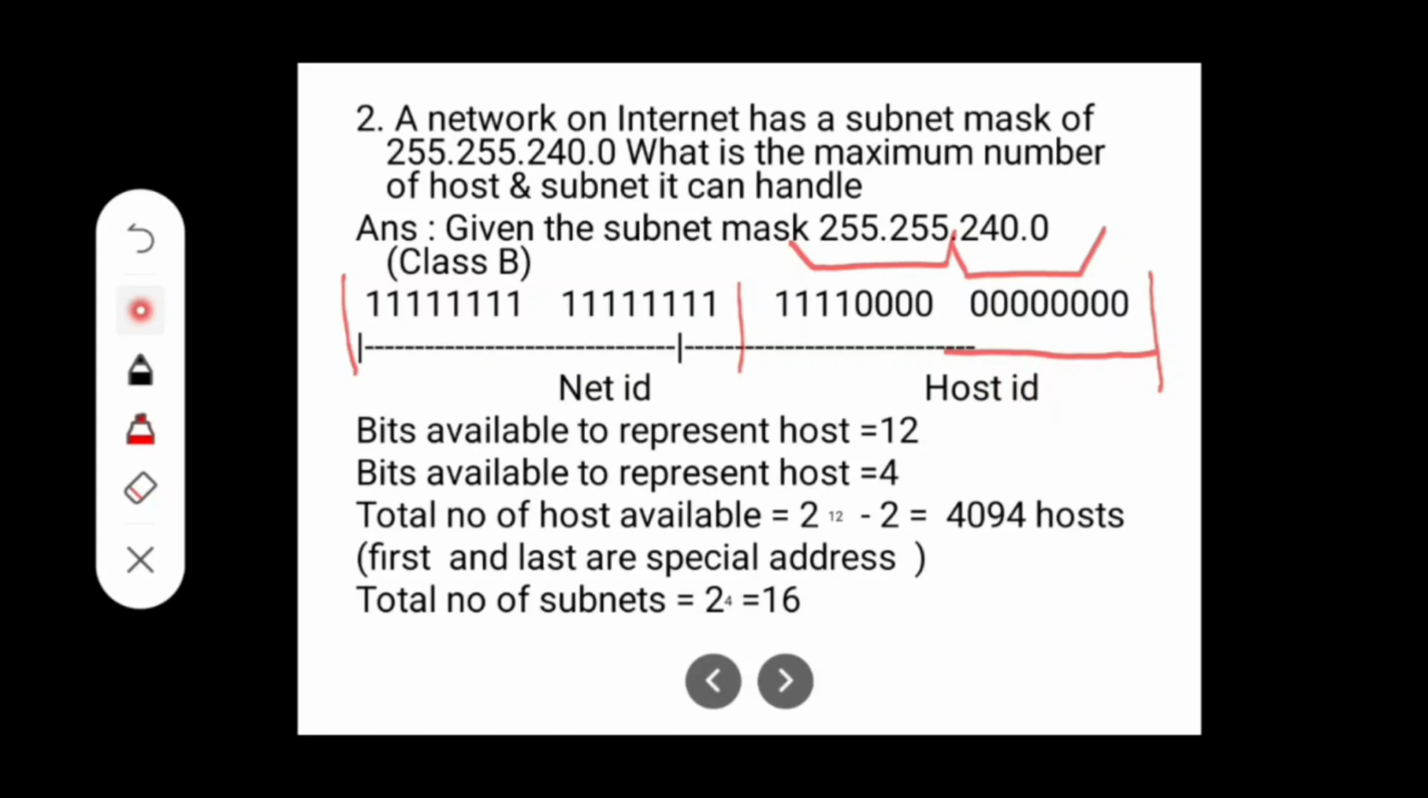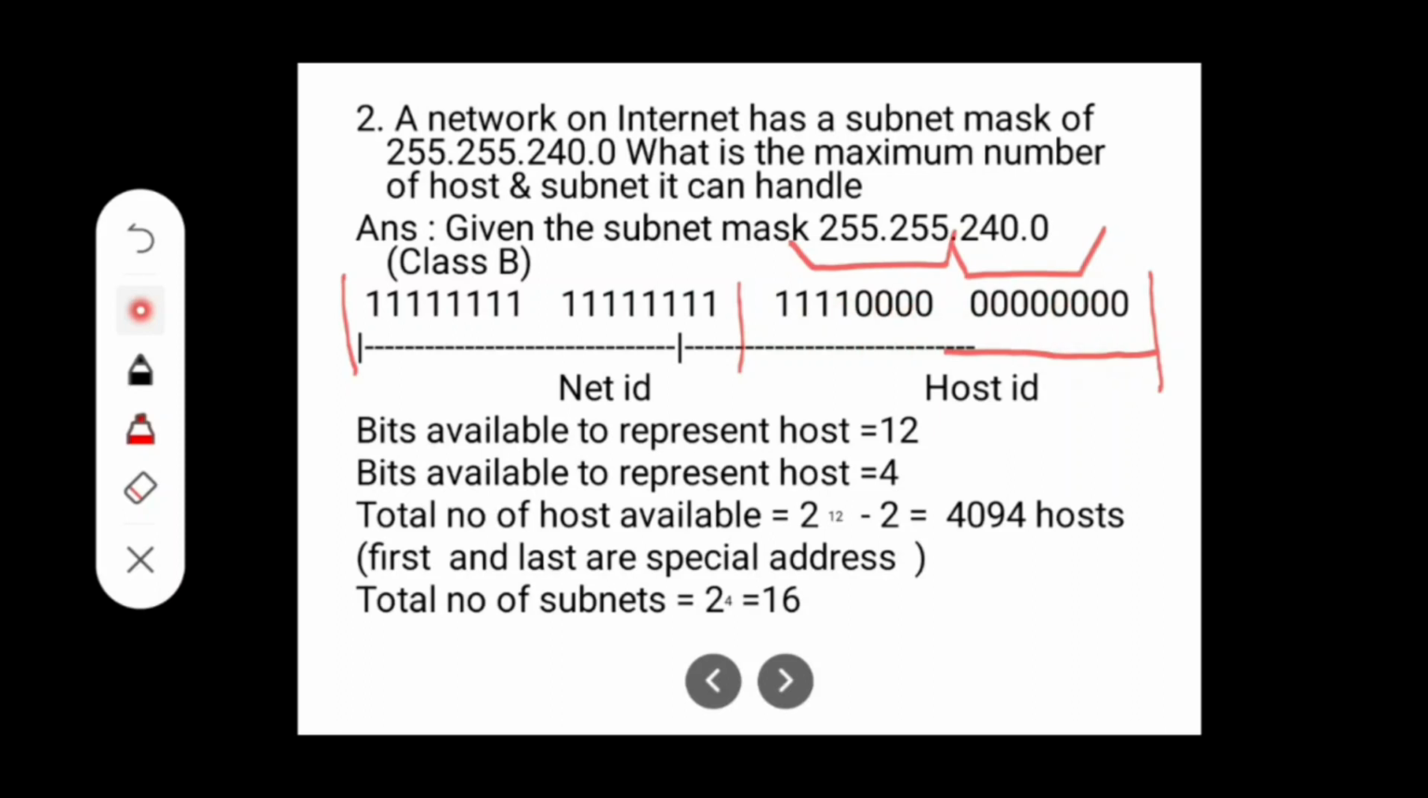Now look at the question. We have to compute the maximum number of hosts and the maximum number of subnets. How do we compute the number of hosts? You go to the host ID part, these 2 bytes, and count the number of zeros. This is 8 and this is 4, so totally 12 zeros are there.